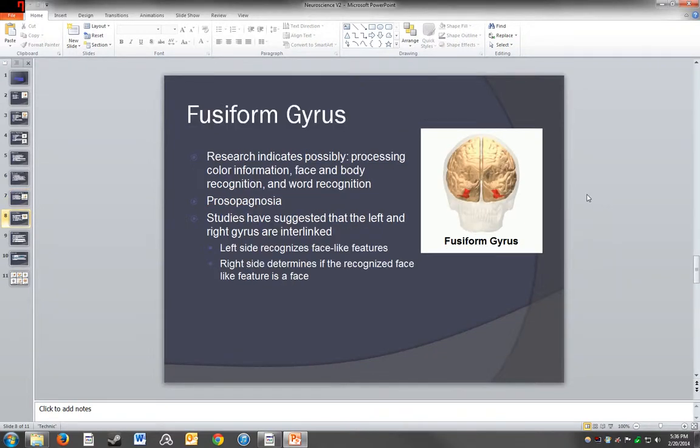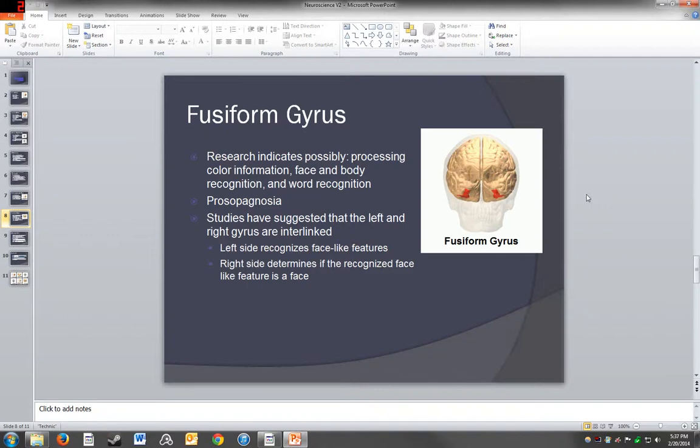Moving on to the fusiform gyrus, there's a lot of different articles and theories about what exactly this gyrus does, so it's kind of cool. It's still under a lot of scrutiny. The biggest thing is prosopagnosia, which is face blindness. So you can know this person all your life, but if there's damage to this area, then you will not be able to recognize them by their face. These are bilateral structures that seem to react differently, but are ultimately interlinked and work together. And it says the left side recognizes face-like features, whereas the right side determines if it's actually a face.